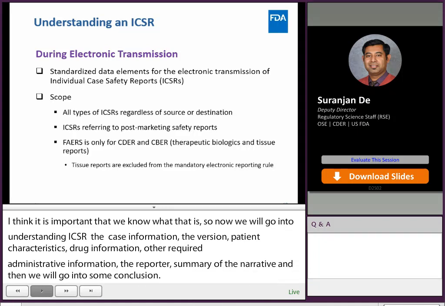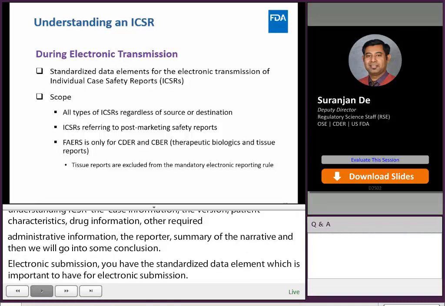The scope is all types of ICSRs, irrespective of source or destination. ICSRs refer to post-marketing safety reports, and FAERS is only for CDER and CBER. We also have tissue and blood reports, but they don't have a mandate to submit electronically.